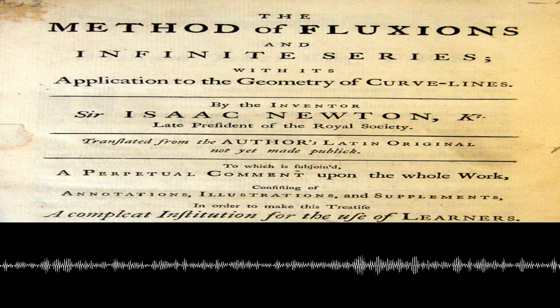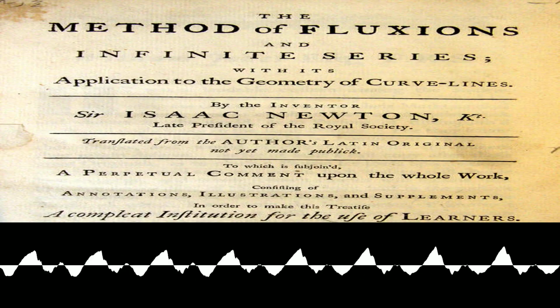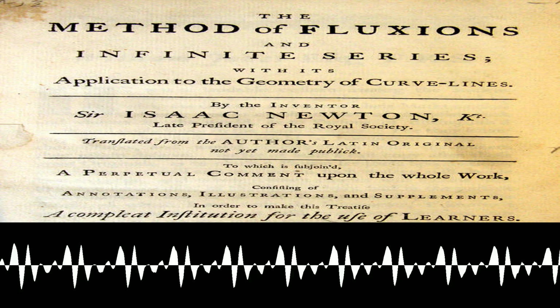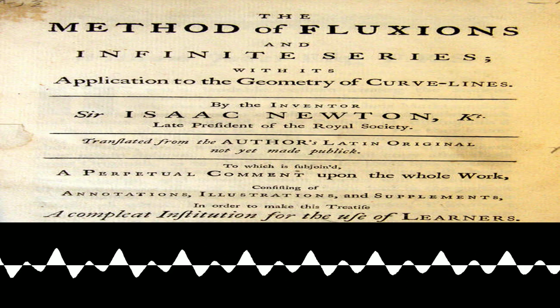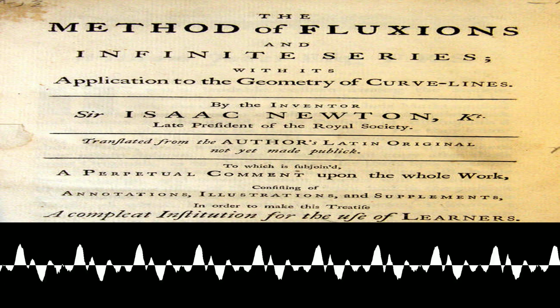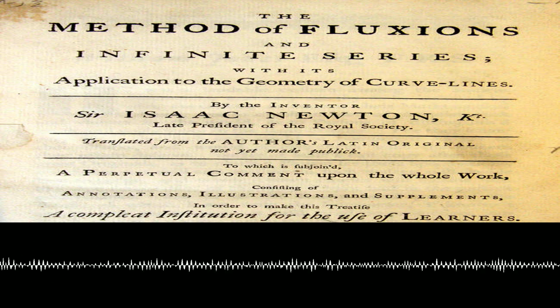Section 3: the problem of determining the relation of fluxions from a given equation of fluents. This section presents the first great problem of the calculus, what is now known as differentiation. The primary claim is that given any equation relating two or more fluent quantities, his method can unfailingly determine the corresponding equation relating their fluxions.